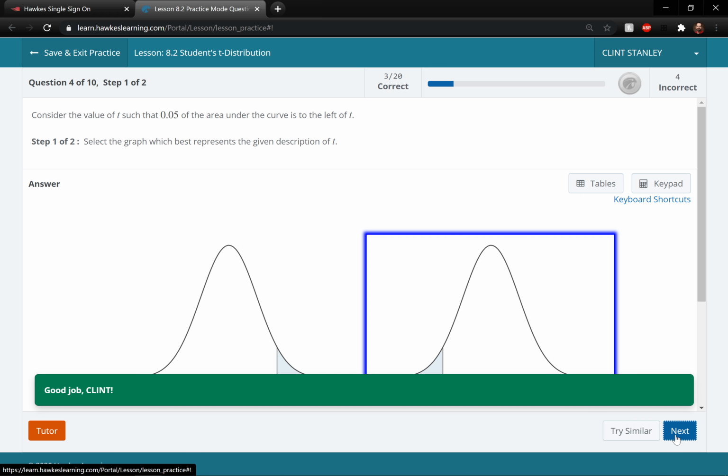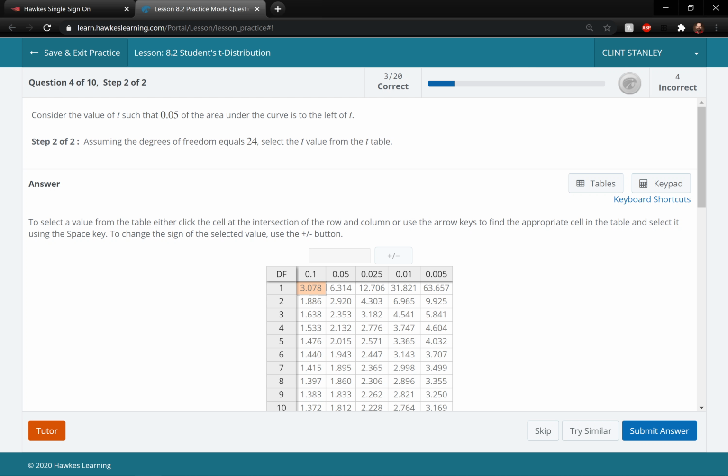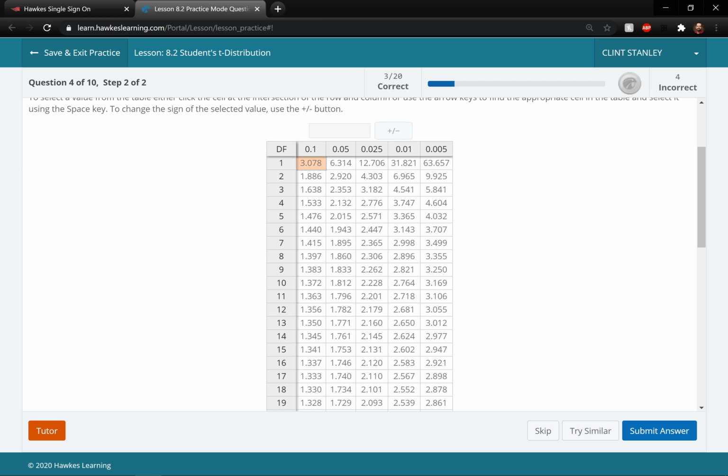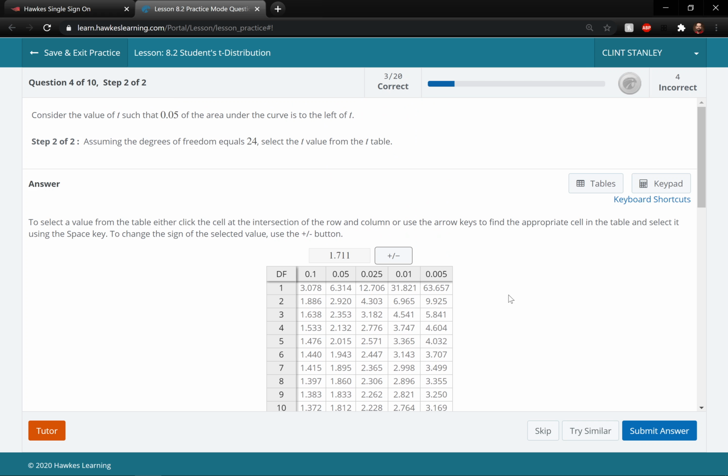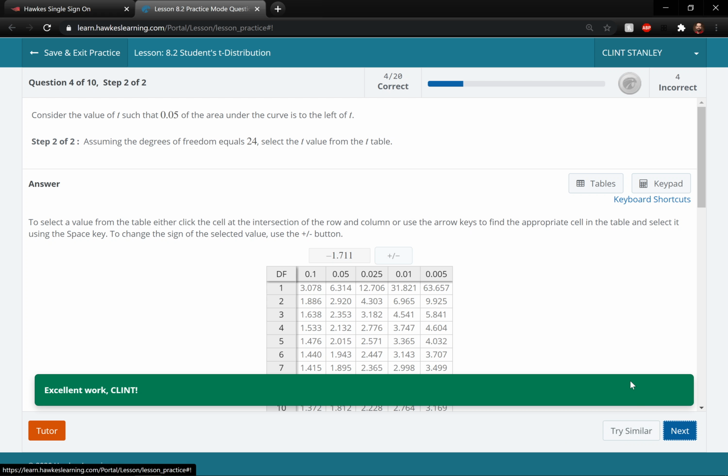And then it says we can assume we have 24 degrees of freedom. So we've got 0.05 of the area in the tail. So that's the second column. We want 24 degrees of freedom. So it gives us 1.711. But again, since this is over on the left side, these are going to be negative values. Zero's in the middle, so the left side's negative, right side's positive. So on the left, we get a negative here.